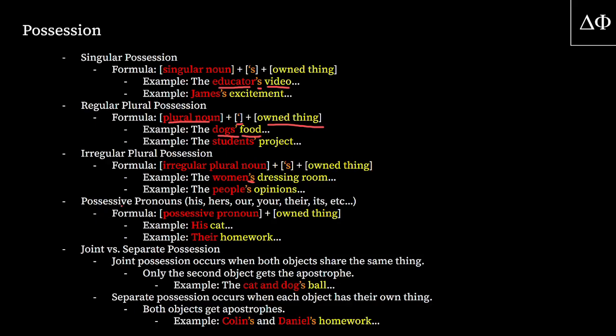There's also possessive pronouns. These include his, hers, our, yours, theirs, its, etc. The formula is possessive pronoun plus own thing. His cat, their homework. The cat is belonging to him. The homework is belonging to them.